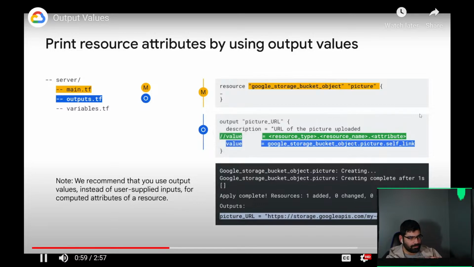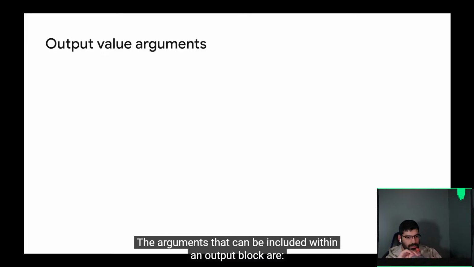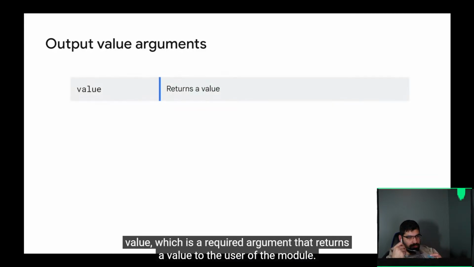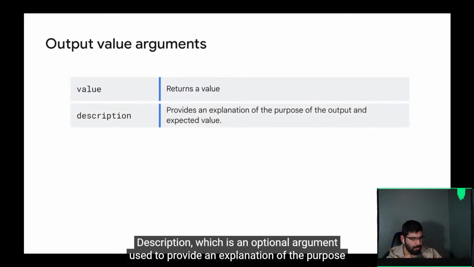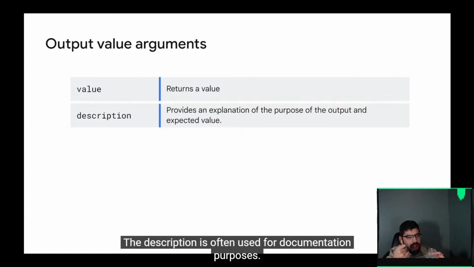It's recommended best practice to declare them in a separate file named output.tf. The arguments that can be included within an output block are value, which is a required argument that returns a value to the user of the module. Description, which is an optional argument used to provide an explanation of the purpose of the output and the value expected. The description is often used for documentation purposes.